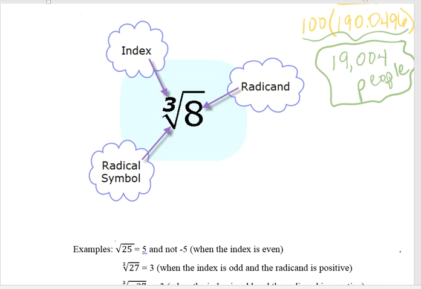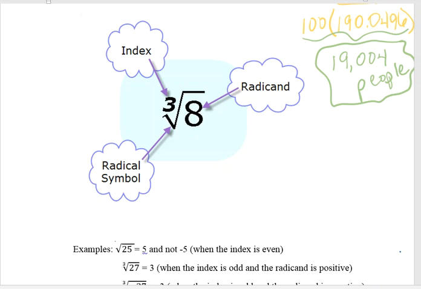So on the screen in front of you, you'll see a root. In this case, it is a cubed root. We know that because the index, or the small number here on the top, is a 3, which means it's cubed. If it's a 2, it's squared. If it's a 4, it's the fourth, and so on. The number inside is the radicand, and the symbol itself is the radical symbol.